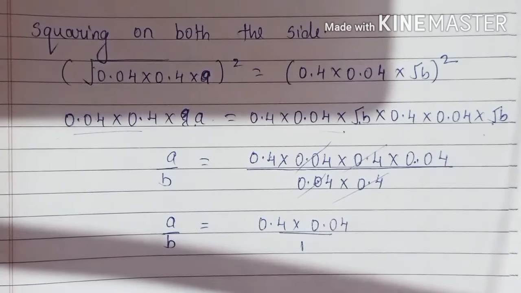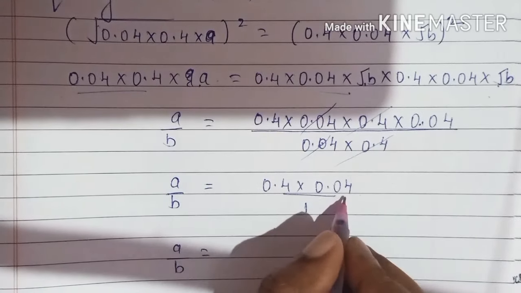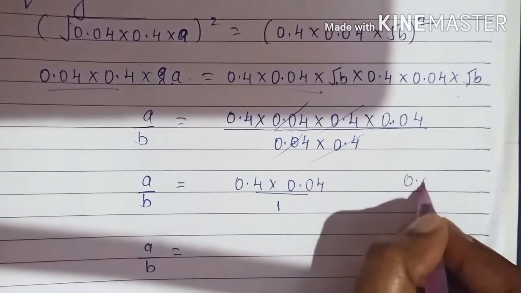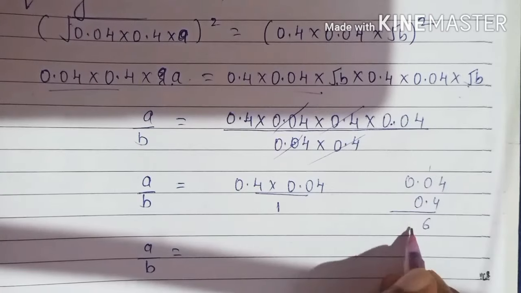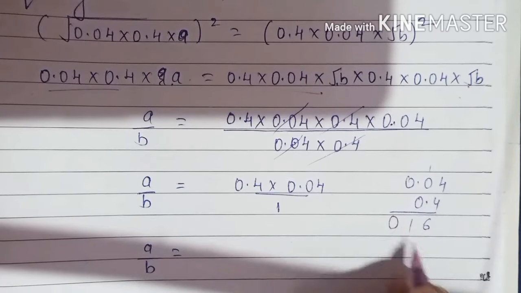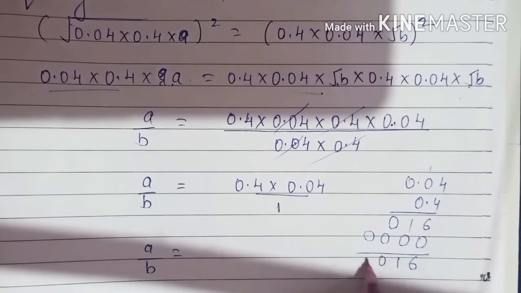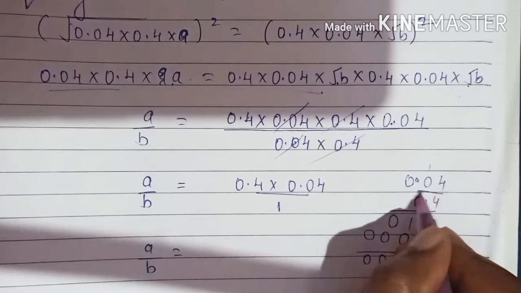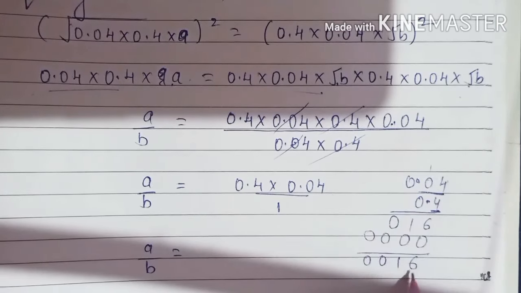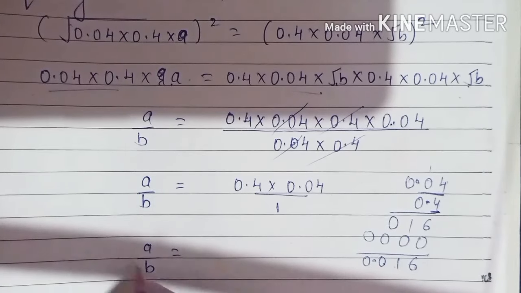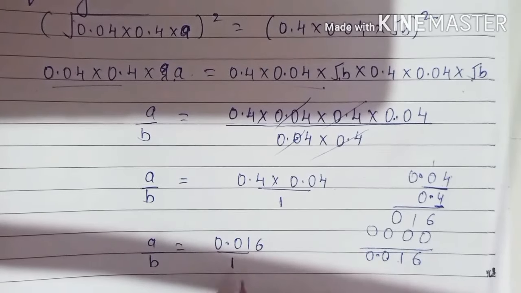And in the denominator we have 1. Now do the multiplication, multiply 0.4 with 0.04. 4 4s are 16, 4 zeros are 0, 0 4s are 0, 0, 0. Now what will we get? After the decimal point, here we have 2 digits and here 1 digit. In total how many digits are there? 3. So before the last 3 digits we will put a decimal point. So this will be 0.016 upon 1.